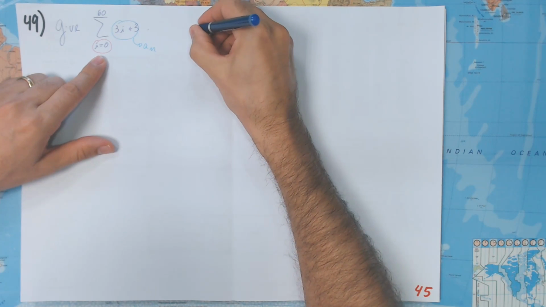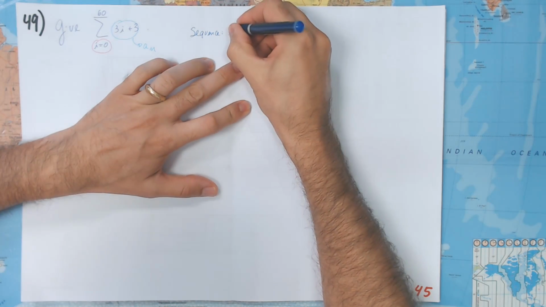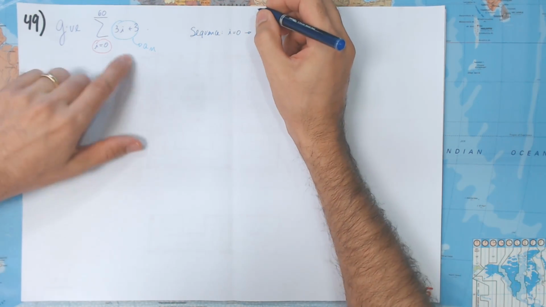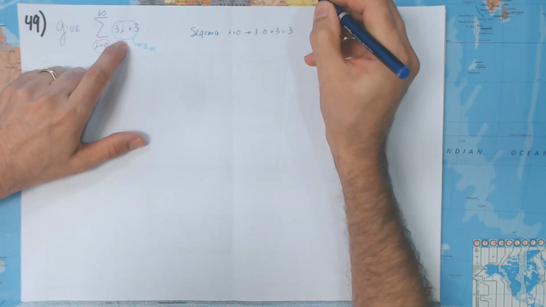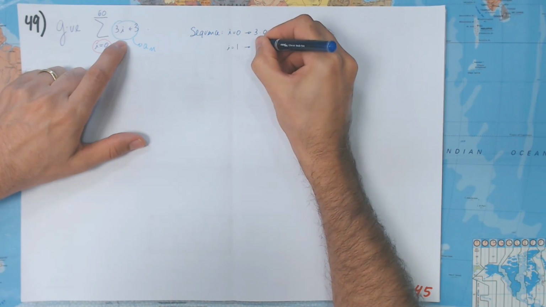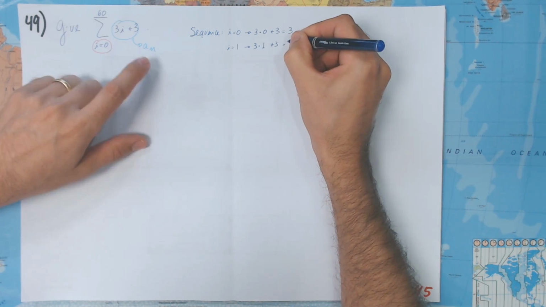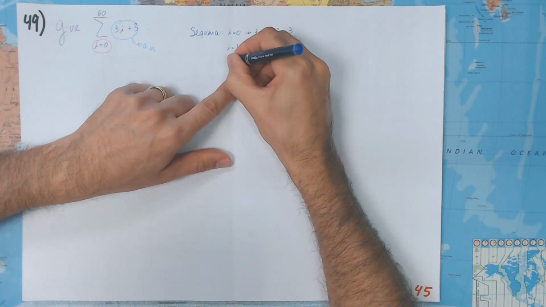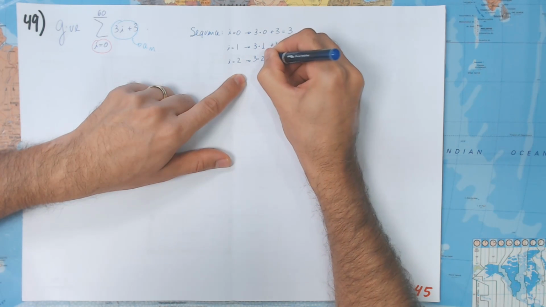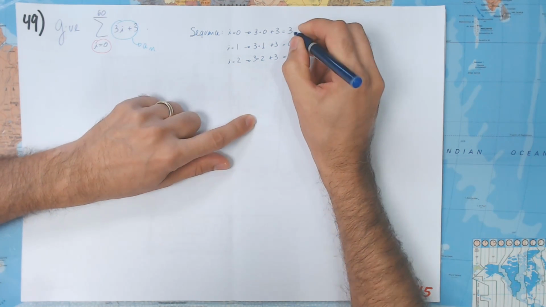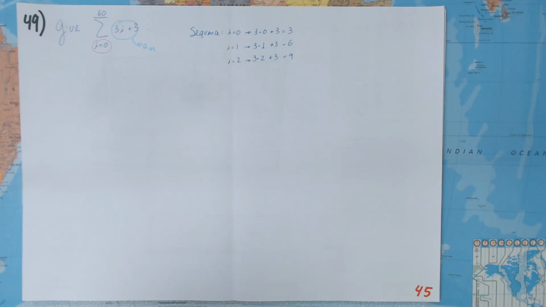So let's just write the sequence in here. Our sequence is going to be, well, for i equals 0, what do we have? 3 times 0 plus 3. It is just 3. For i equals 1, what do we have? 3 times 1 plus 3. And this is 6. For i equals 2, what do we have? 3 times 2 plus 3, and this is 9. Let's just make one more, okay? But it's not very difficult to understand what is going on here.